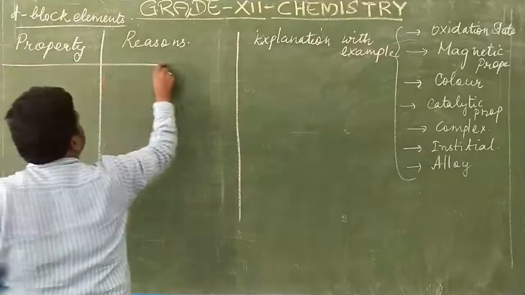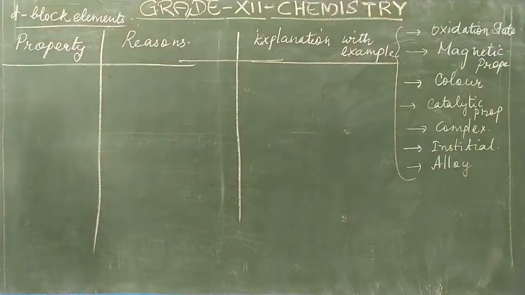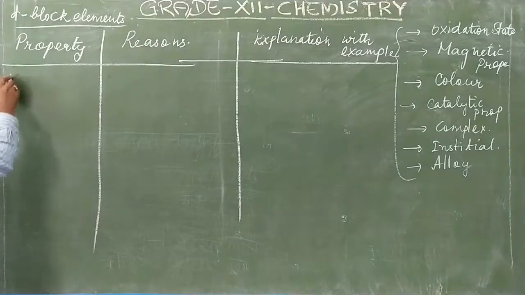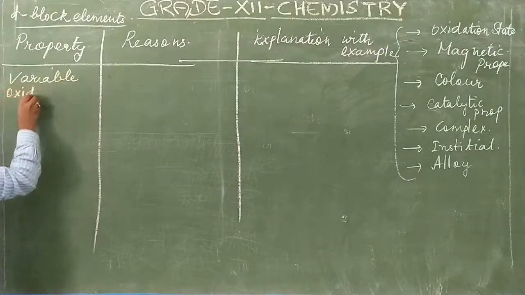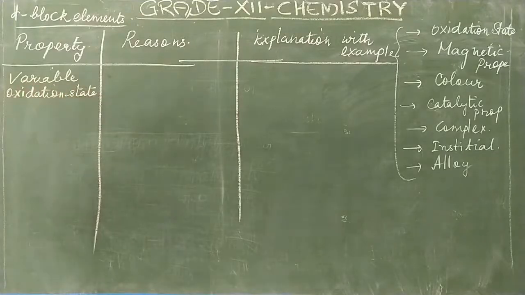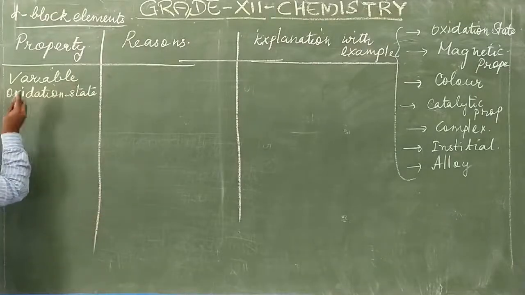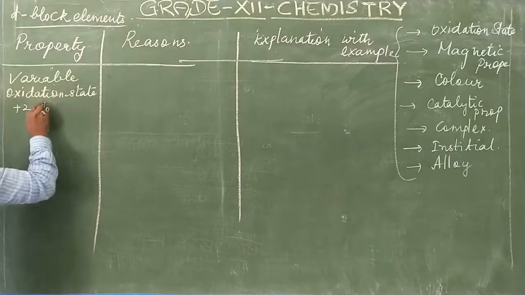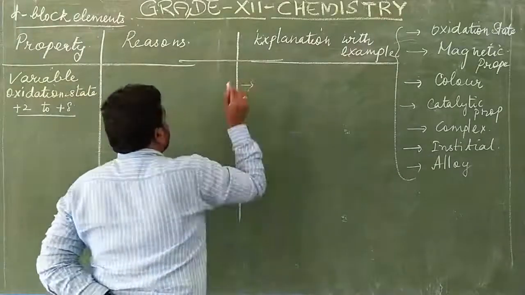Okay, now we will see the first property. What is the first property I have given? Variable oxidation state. Under the variable oxidation state, I told you we have oxidation states from +2 to +8, isn't it? So, reasons and explanation with example.